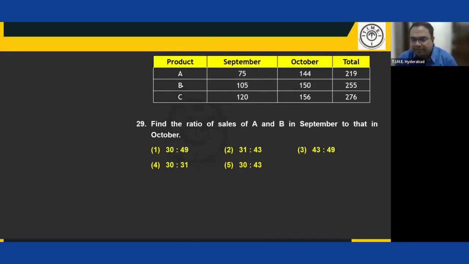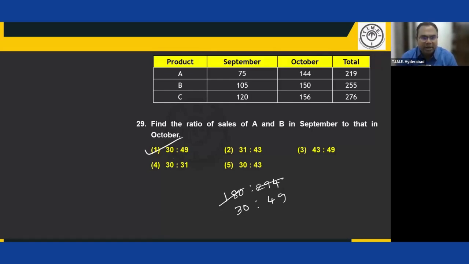29th, quickly. Ratio of sales of A and B in September to that of October. September 180, October 294. Six common factors: 6 4s are 24, 6 9s are 54, 30 is to 49. Choice 1.